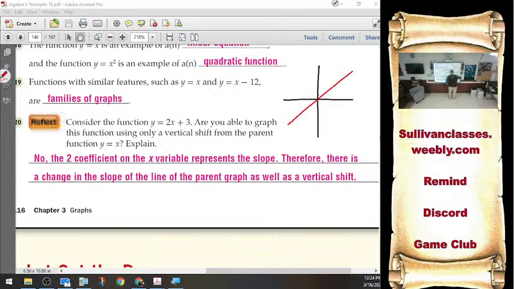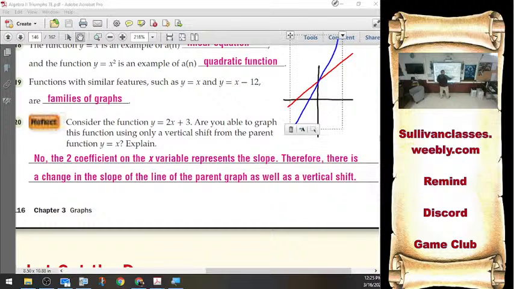See, if this is the parent graph, if I move that thing up 3, it should be there. But the actual line that we're going to have is going to be twice as tall. Okay? It's got a vertical stretch to it. So no, I can't just shift it up and be done.